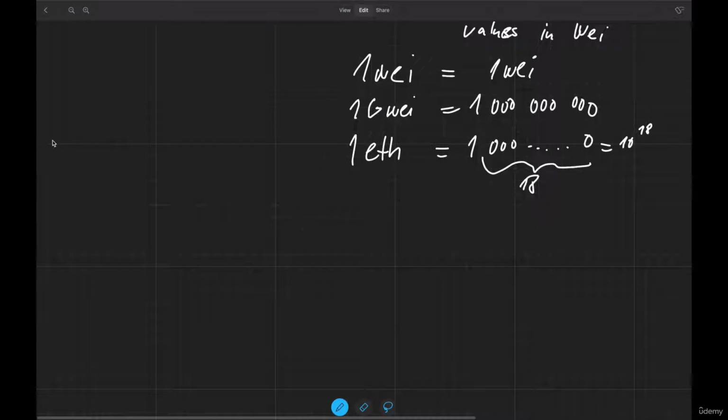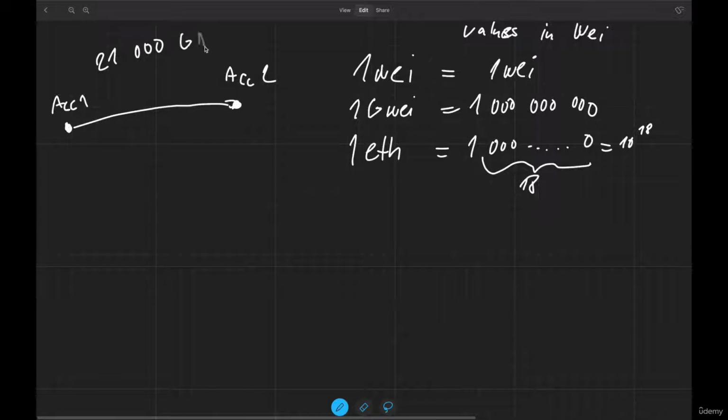When you are making transactions, the simplest transaction is to transfer some amount of Ether from one account to another account. Transferring the Ether from one account to another is standardized to be 21,000 gas. So you need to pay for 21,000 units of gas, depending on the current gas prices. You can check the gas prices on the internet.